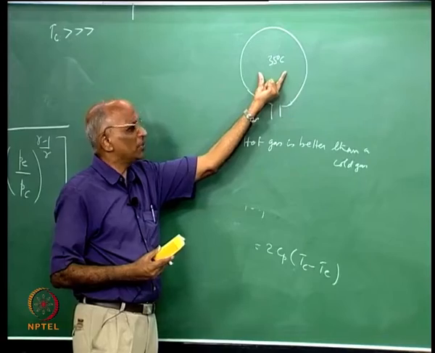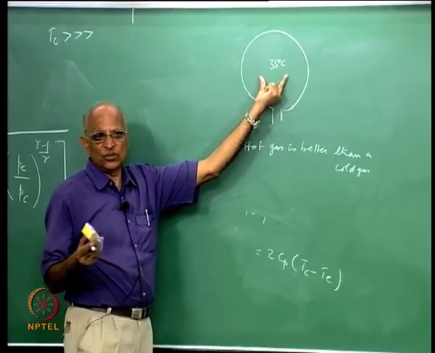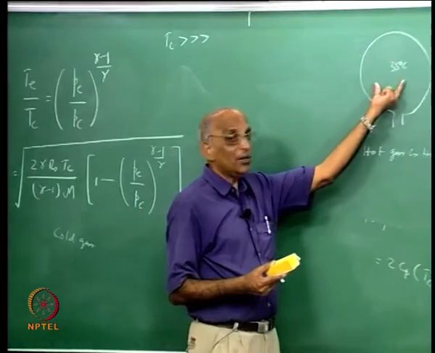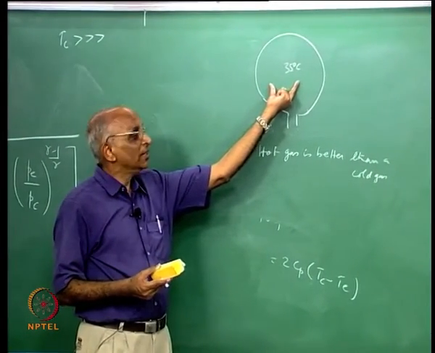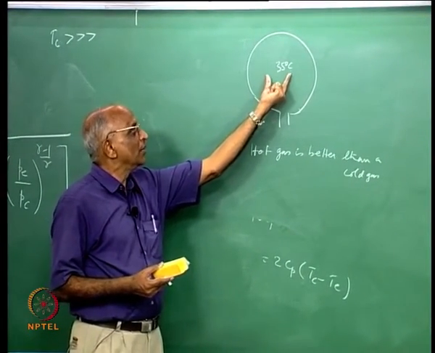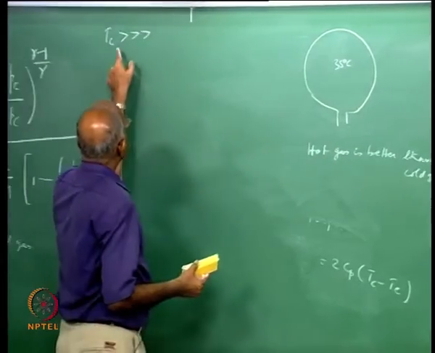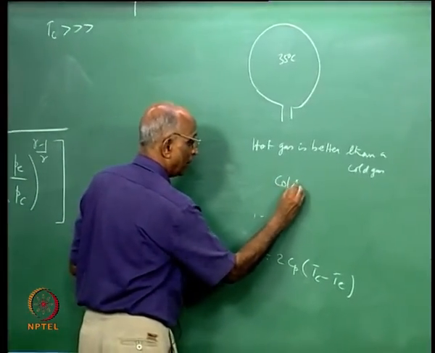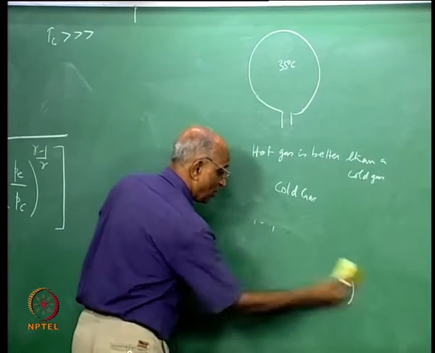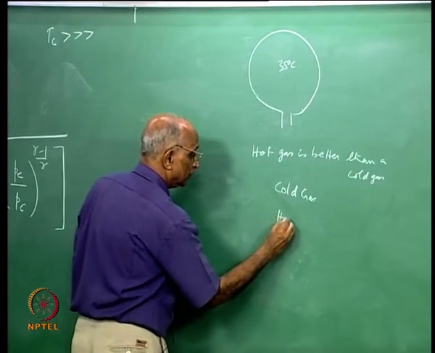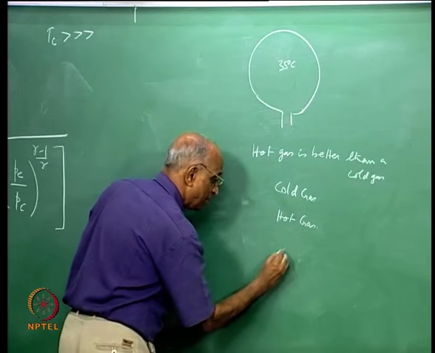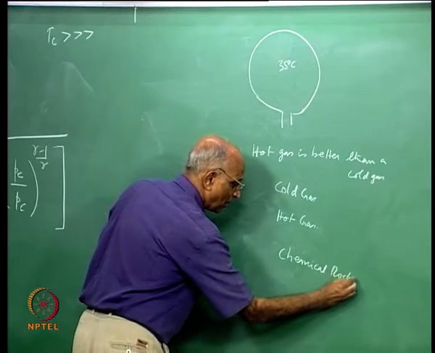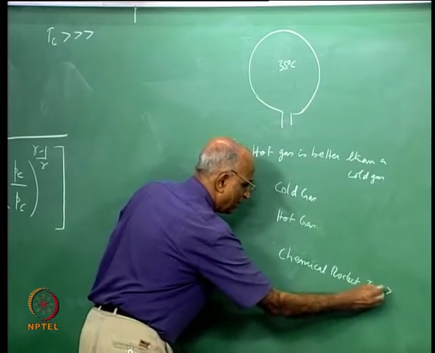We normally use temperatures of the order of 3000 to 4000 Kelvin. This is the type of temperature. And how do we generate it? We burn fuel and oxygen, which we call propellants. That means we use chemical reactions to generate high temperature and high value of TC. Therefore, a rocket could be a cold gas rocket, could be a hot gas rocket, could be a chemical rocket, and in a chemical rocket, you generate high temperature using chemical reactions.